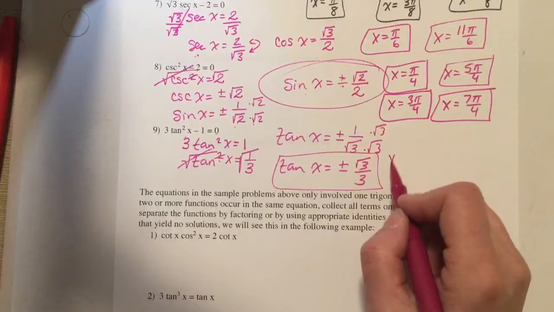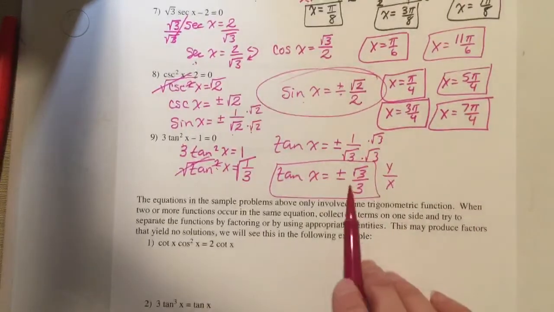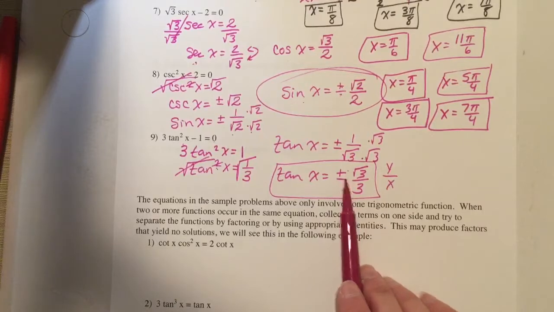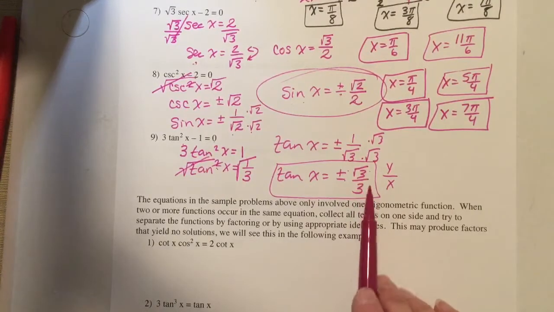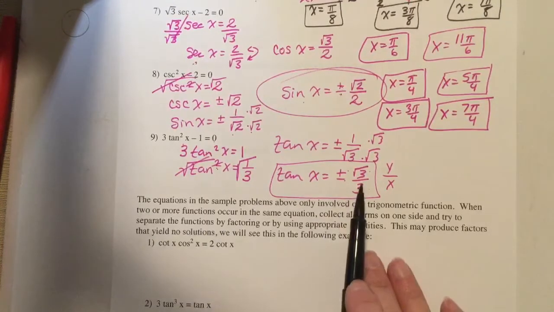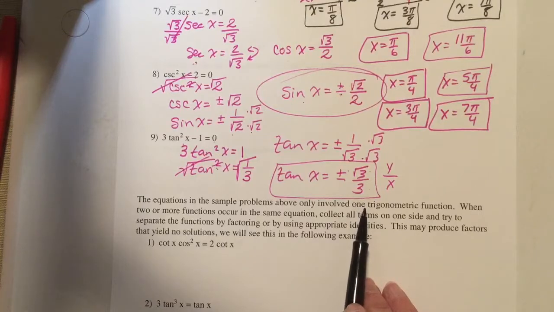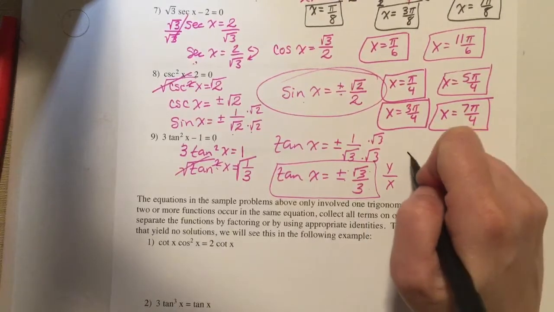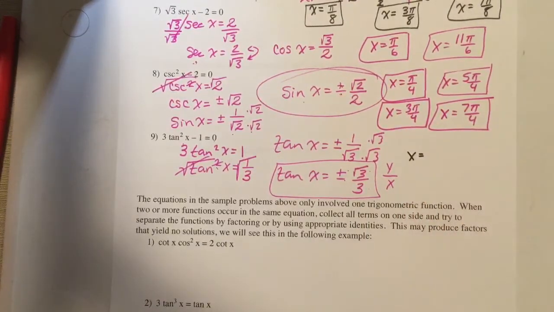Now remember, tangent is y over x. I can look at all 4 quadrants because I'm looking for anything that's positive or negative where I get the square root of 3 over 3. Okay, so if I go back and look at the notes, we did have one earlier where we were looking for the tangent of square root of 3 over 3. Okay, and we were able to find those. We just kind of tried a couple things.